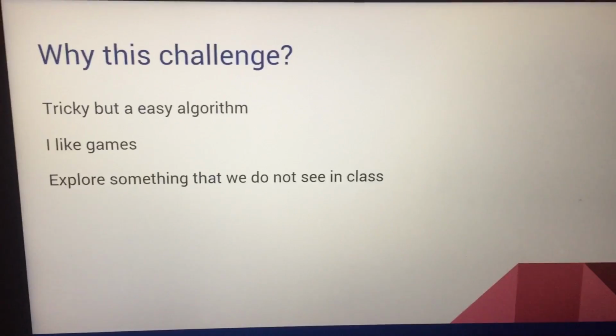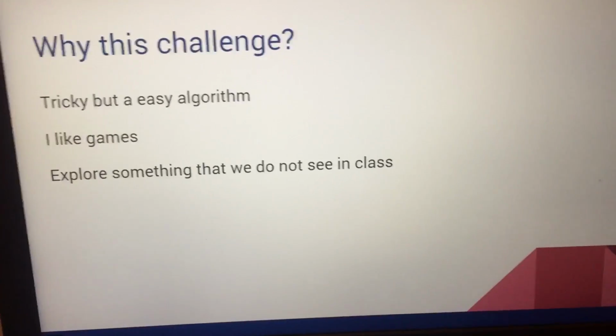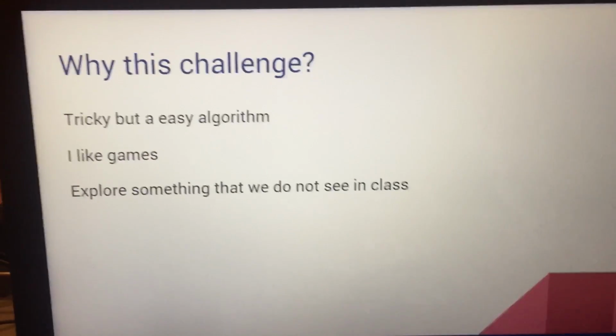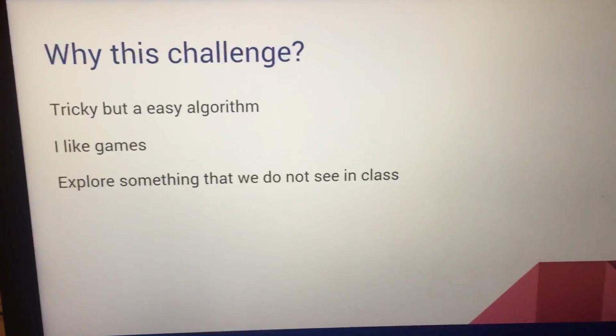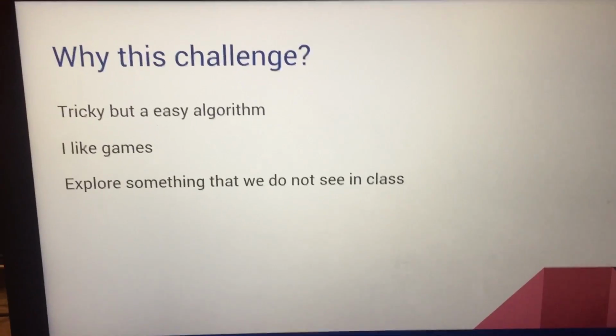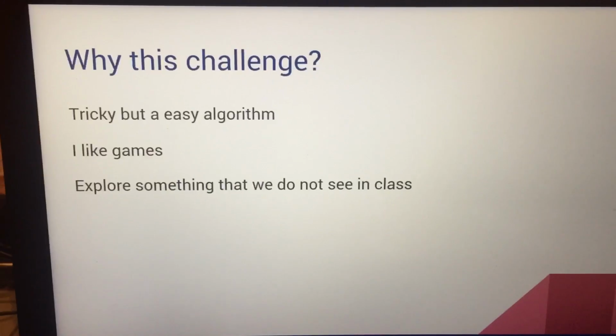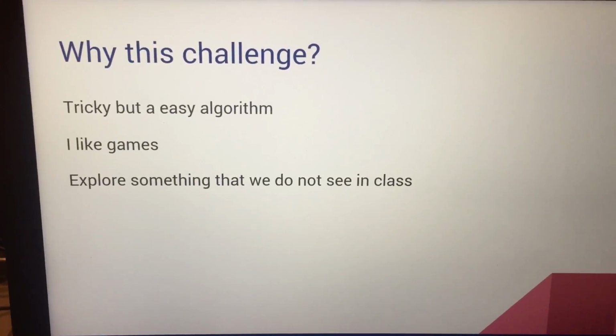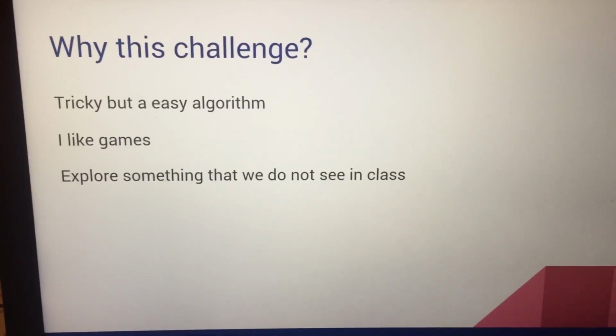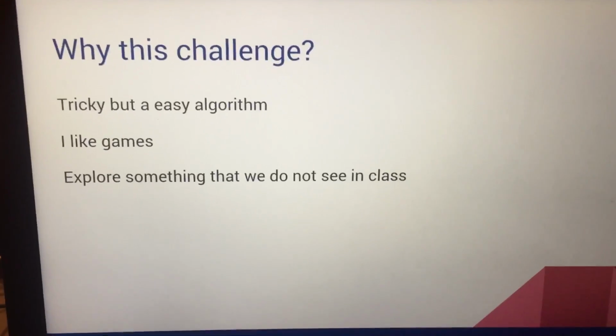So why did I pick this challenge? Because I think that the min-max algorithm is a tricky algorithm to understand, but it is an easy algorithm to implement. Also, because I like games and I wanted to explore something that we don't see in class.